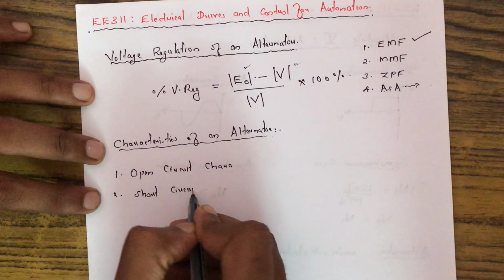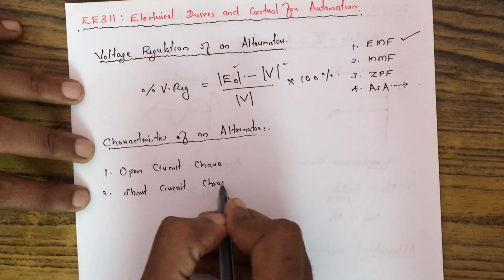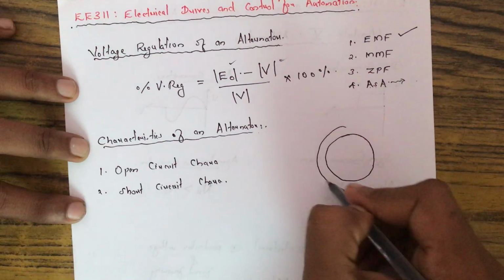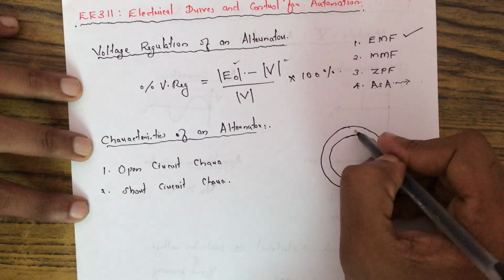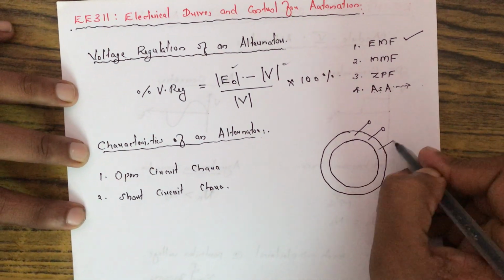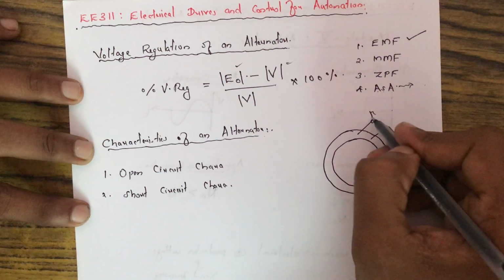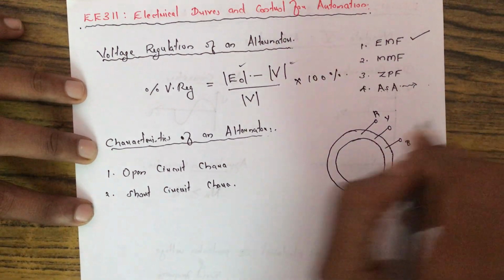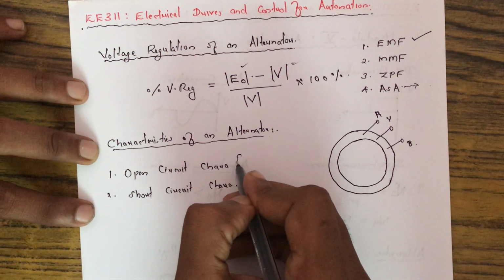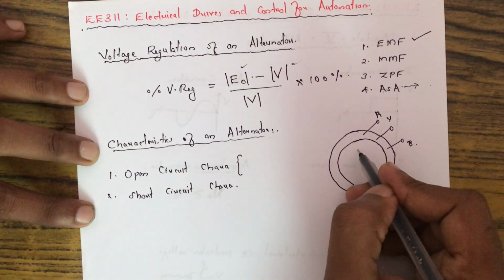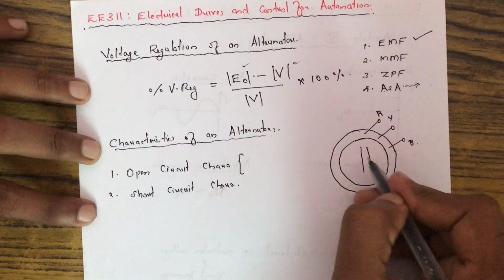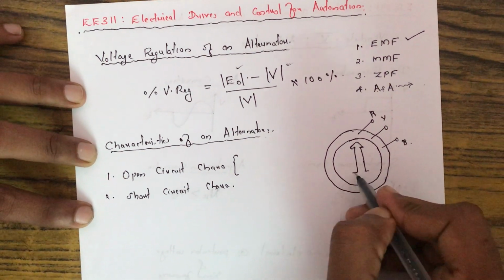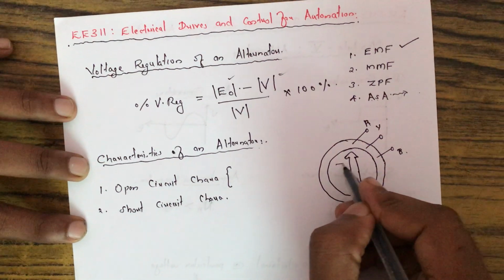Let us say this is a 3-phase alternator with R, Y and B as the output terminals. The open circuit characteristic is a curve plotted between the field current and the induced EMF. Here I am drawing the field. Let this be the rotor, where I am connecting the DC as the field.